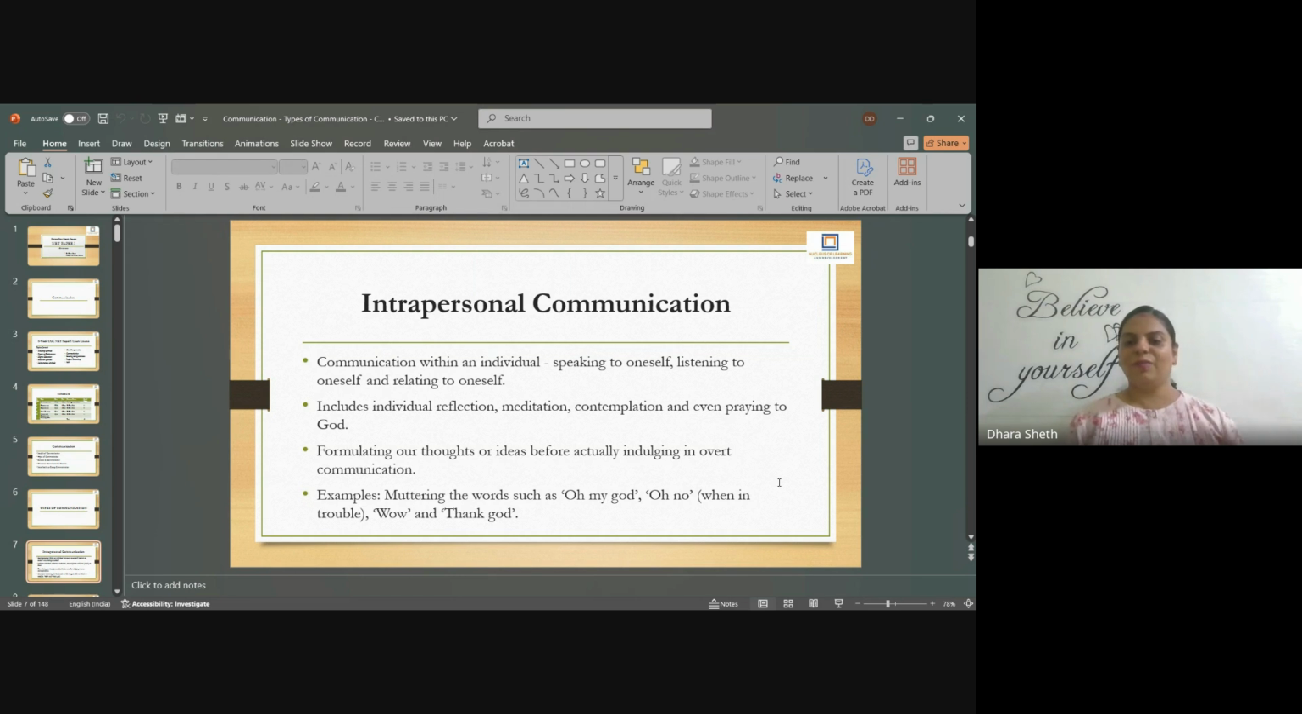Formulating our thoughts or ideas before actually indulging in overt communication. Or probably when we are arranging thoughts in our mind before actually speaking them out to another person or another group of people, that formulating our thoughts in our mind is also intrapersonal communication. Muttering words such as, oh my God, oh no, wow, thank God. Mostly it's self-communication. You are expressing your own emotion and not what the other person is feeling. Yes, Lady Macbeth. I have always read Hamlet as an example of soliloquy, so that's what came to my mind first.